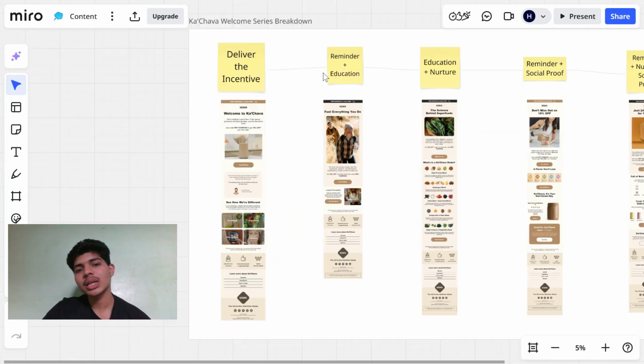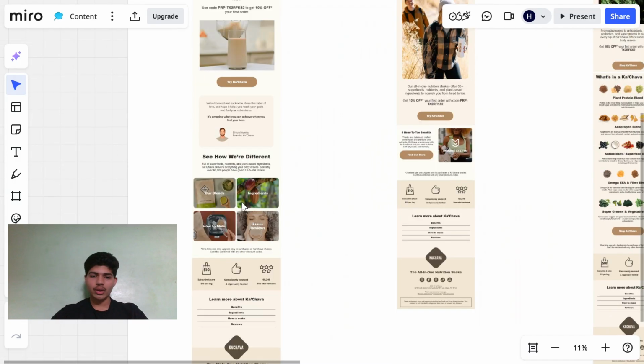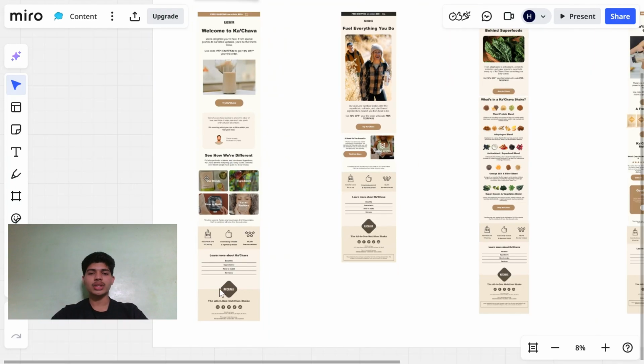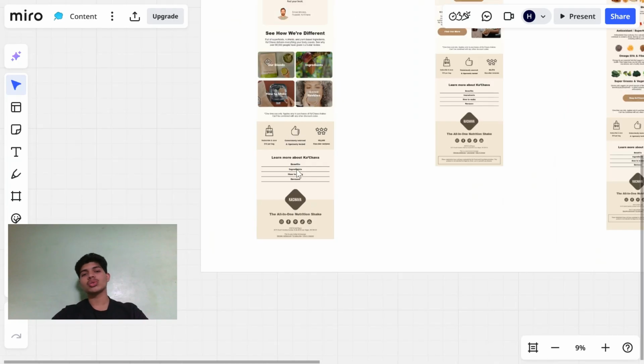The first email is delivering the incentive. Here they welcome you, have a CTA almost above the fold, and have a message from the founder. They give you bestsellers. They direct you to educational content about their brand rather than bestsellers. And in the footer they have social proof, risk reversal, category links, and a normal footer. This footer is consistent across all of their emails.